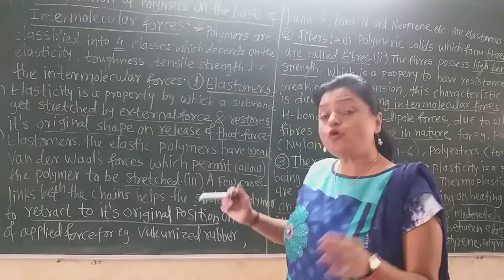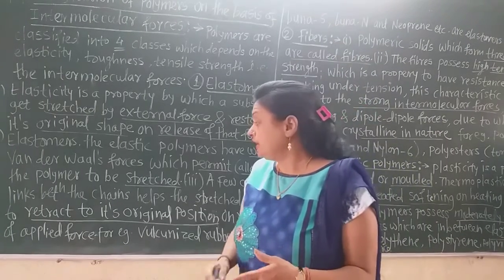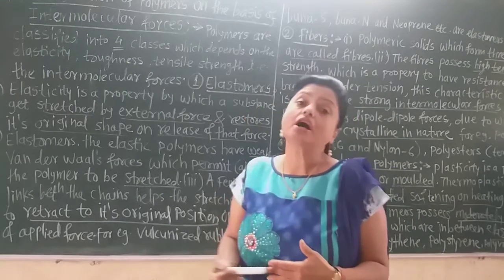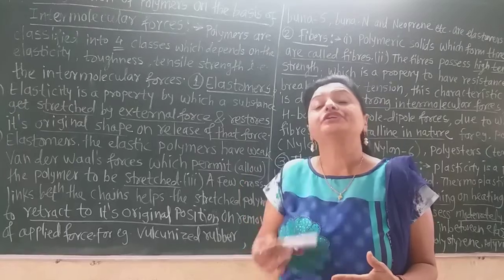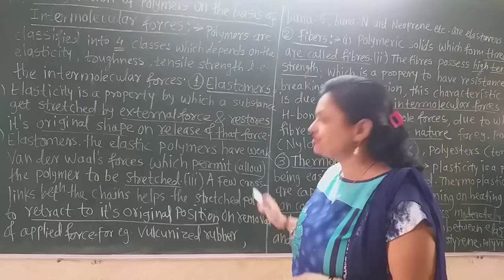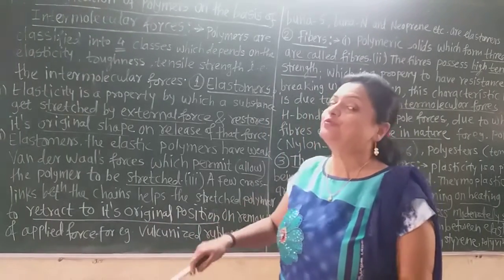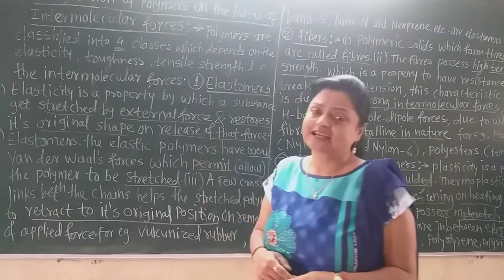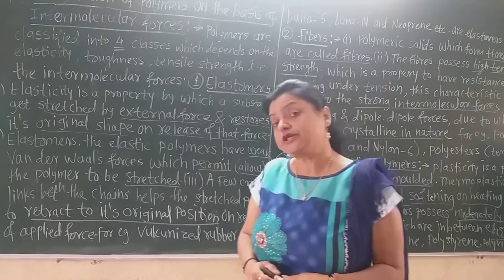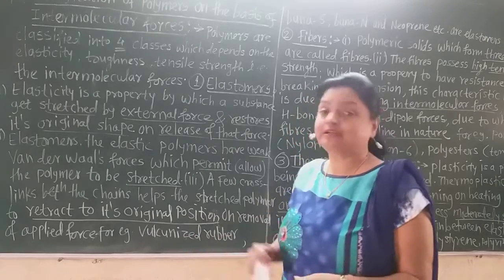And on removal of the applied force, these polymers come again to the original shape. A few cross links between the chains help the stretched polymer to retract to its original position on removal of the applied force. And which are the examples of these elastomers? A very important polymer in everyday life. For example, vulcanized rubber.